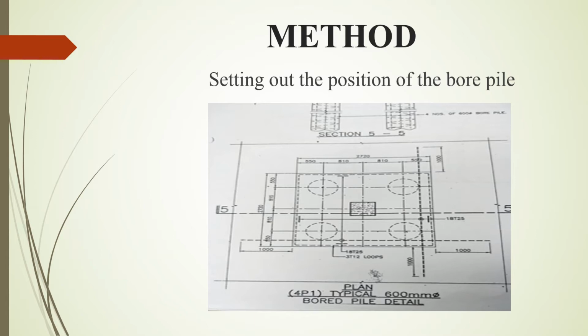Setting out the position of the bore pile. The horizontal control point must be established within or near the design area. This horizontal control will be used to set out the position of the bore piles using the coordinate method. The position of every pile will be shown in the construction plan.